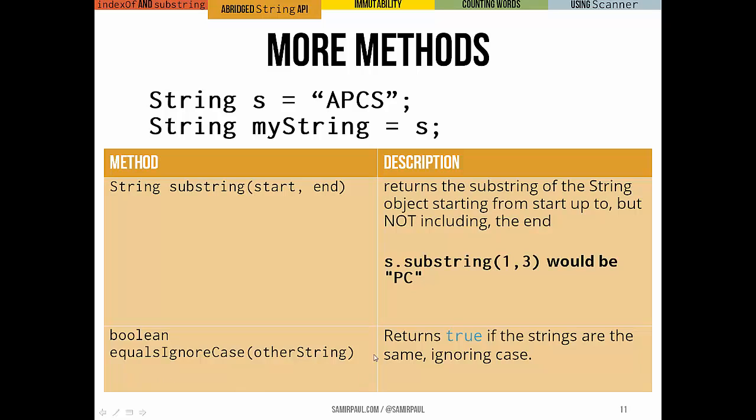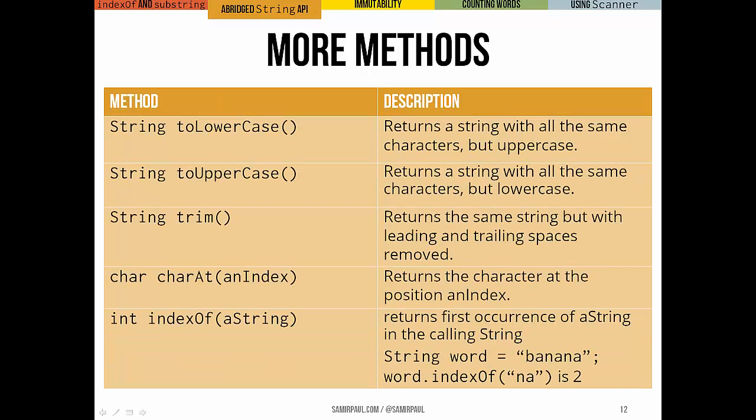EqualsIgnoreCase we've seen before. It's going to return true if the two strings are the same, but it will ignore differences in case, which is often very helpful. A couple more. toLowerCase and toUpperCase just return versions of the string with all the same characters, but with the cases changed. Trim takes away all the leading and trailing spaces. charAt we've used before. It gives us the character at the index that we specify.